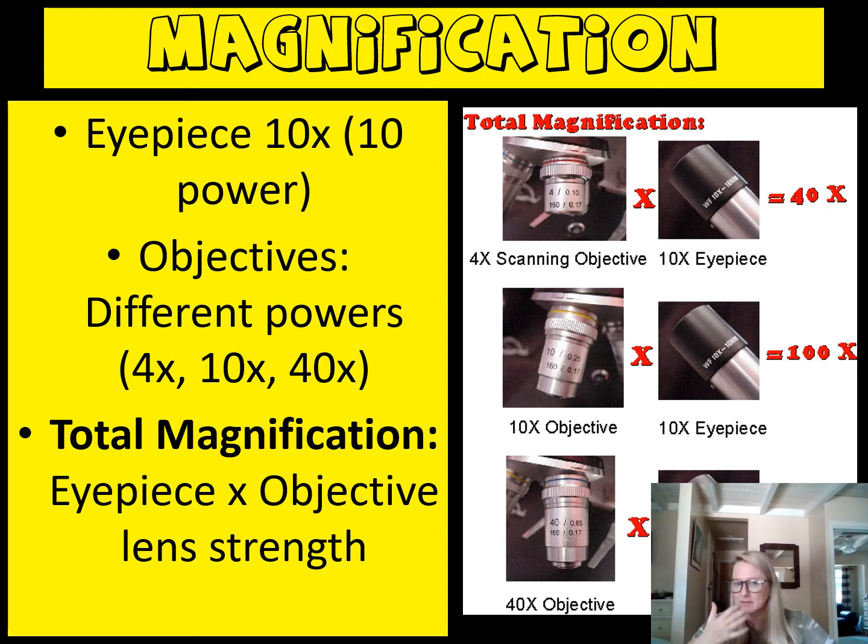So our eyepieces are 10. If you have the 4 objective on, 10 times 4 is 40. So you're seeing something 40 times bigger than it really is. If you switch to the 10 power objective, so now the eyepiece is 10 and the objective is 10, 10 times 10 is 100. So you're seeing something 100 times bigger than it really is.